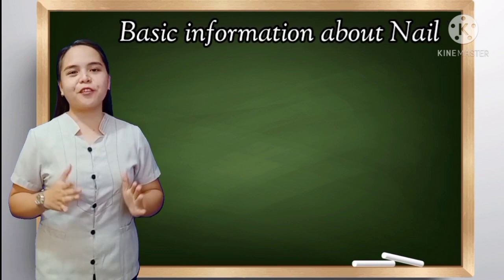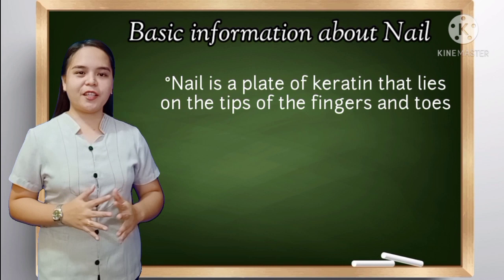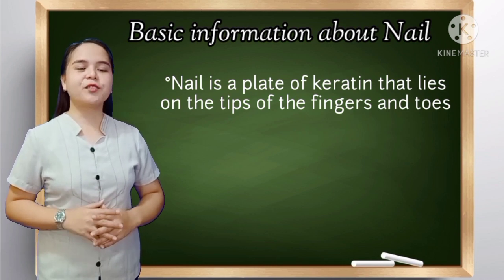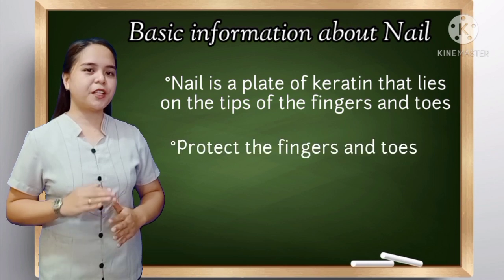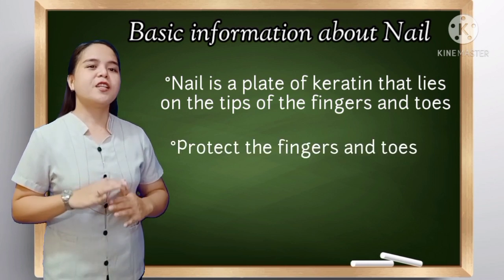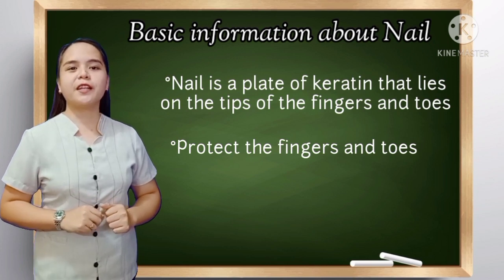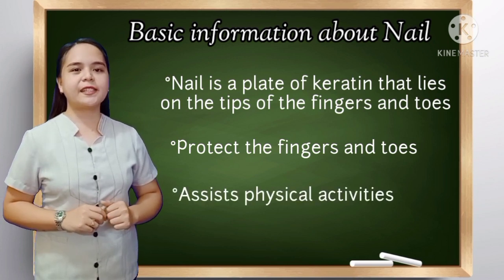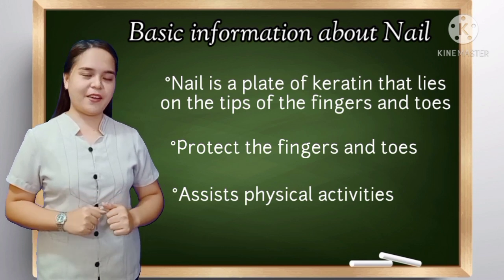The basic information about nail. Nail is a plate of keratin that lies on the tips of the fingers and toes. The main purpose of the nail is to protect the fingers and toes. However, the fingernail also assists with certain physical activities in daily life.